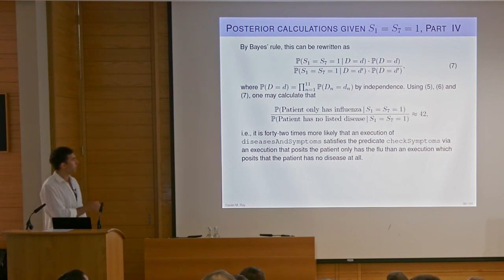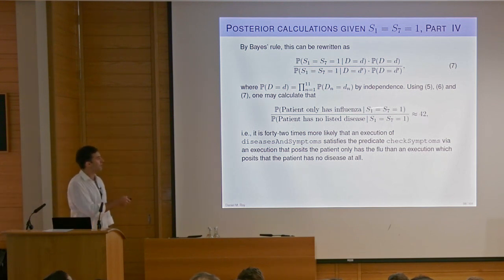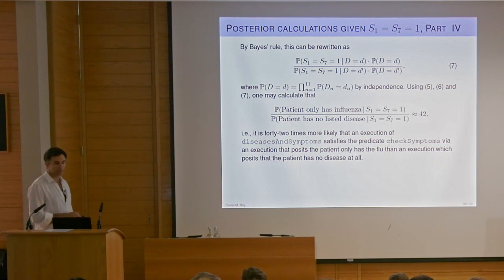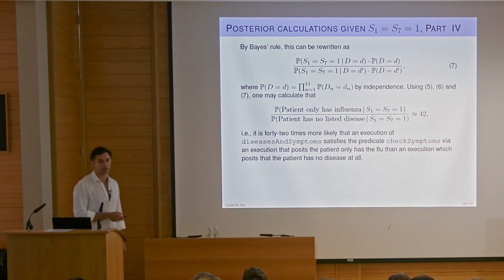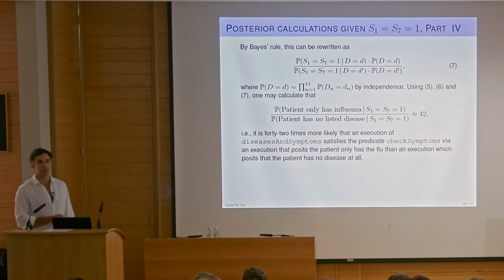You rewrite that ratio using Bayes' rule, you go back to the tables, you use these equations, and you can calculate something like this. All right, so let's get back to intuition here. Given these symptoms, how much more likely is it the patient only has flu versus has no listed disease? That's 42 times. So this simple model is telling me that if you have fever and sore neck, then you are 42 times more likely to have only flu than you are to have nothing.